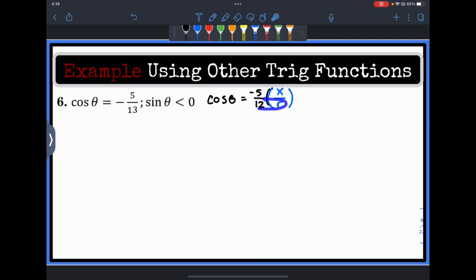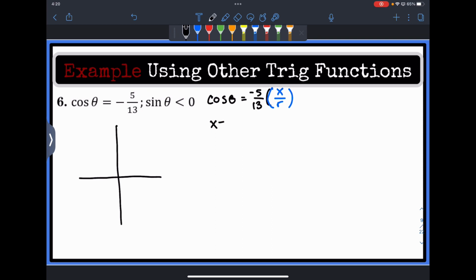Remember, the r is the distance from the origin (0, 0) to this point P that's on the terminal end of our angle theta. So r has to be positive. And the only way to get that negative fraction, negative 5 over 13, is if the 5 is negative. So here we know that x equals negative 5 and r is 13.